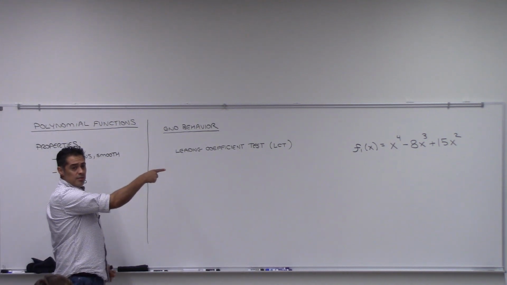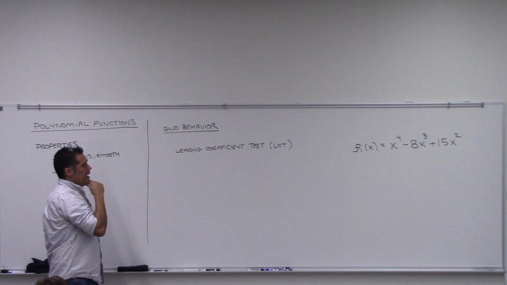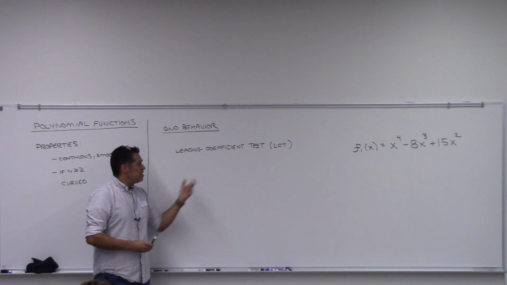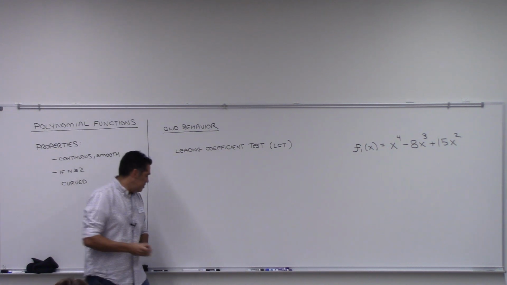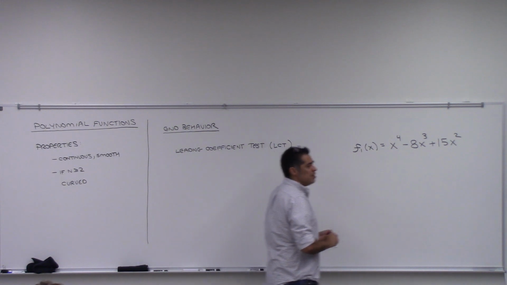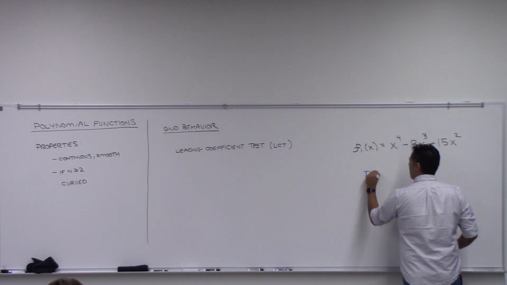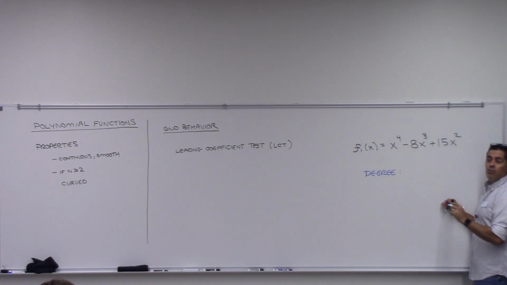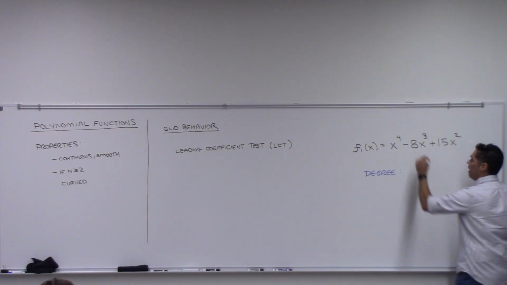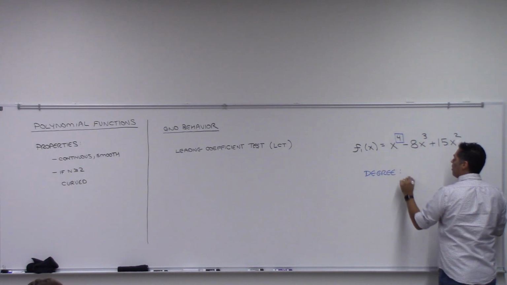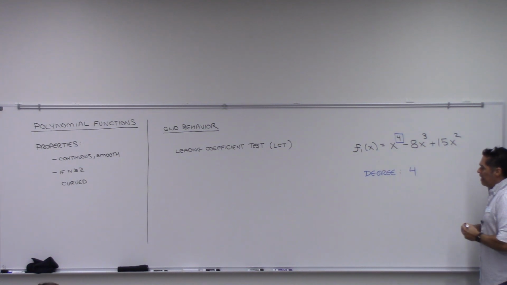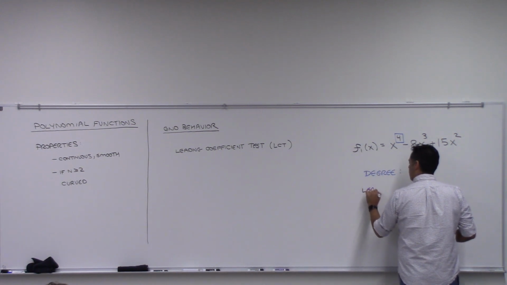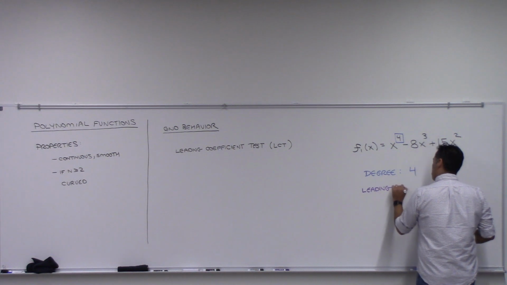Okay, so there's our function, right? And the question is, how can we determine the end behavior just by looking at the function? We use this thing called the leading coefficient test. You ready? Here it goes. It's really simple. First thing you do is you identify the degree. So what's the degree of this polynomial? 4. It's the highest power of x that we see, okay? The highest power of x is called the degree, so it'd be 4, right? The next thing we do is we determine the leading coefficient.